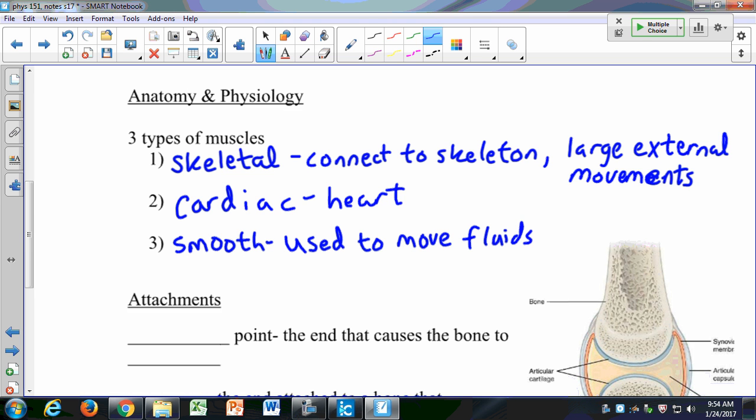In fact, I just learned this, actually. You guys probably know this, but I was wowed by it. In the esophagus, there are smooth muscles. Are you aware of this? They have this wavy motion that, when you swallow, helps the food and the drink or whatever go down into your stomach. That's a smooth muscle. They help to move fluids in the body. We'll talk about fluids. We have a whole chapter on fluids.